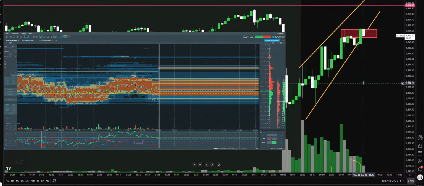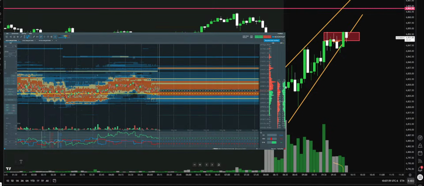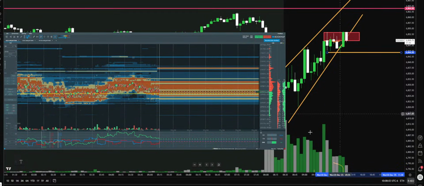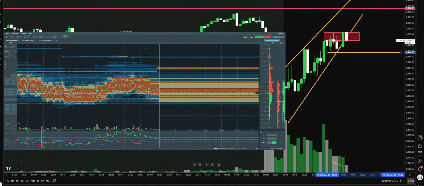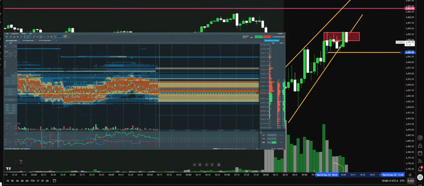For me, a 3C lower short opportunity here would have to close under 68.44. 68.44 would give me this right here. And then down we go. Liquidity just got put on the book at 25,637.